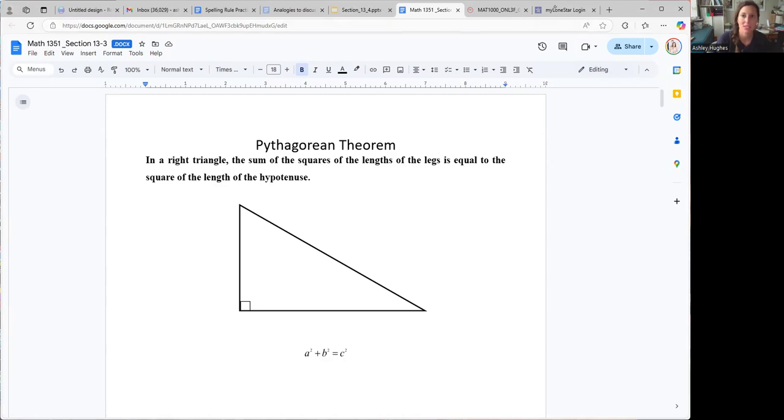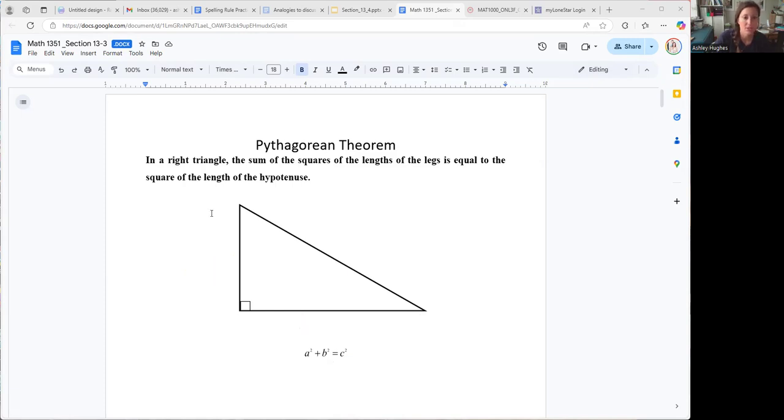I'm going to pull up the tools here. Okay, so if this is A and this is B and this is C, when you have A and you square it, and then you have B and you square it, and you add those together, you get C squared. It doesn't matter which leg you call A and which leg you call B. I could also call this one A and this one B. It doesn't really matter. But C is always the hypotenuse.